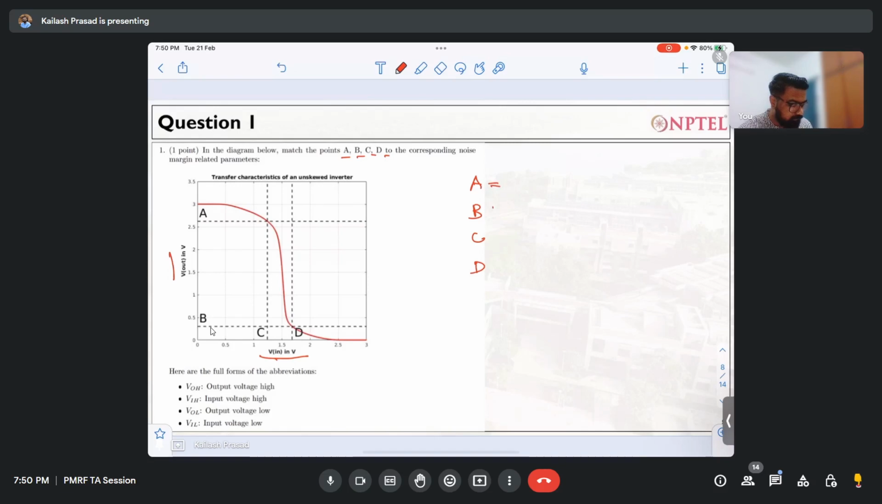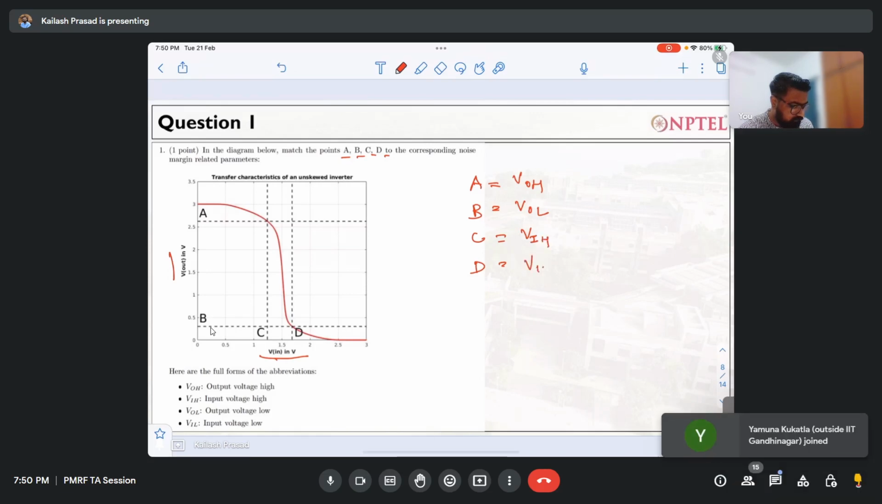Point A, VOH, output voltage high. Point B, VOL, output voltage low. Point C, VIH, and point D, VIL. Sorry, first one is the VIL. Point C is VIL, and point D is the VIH.